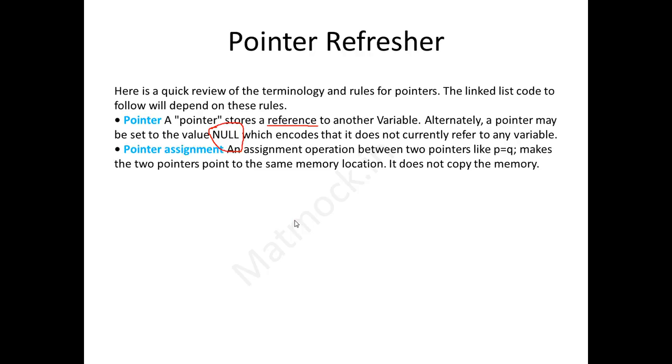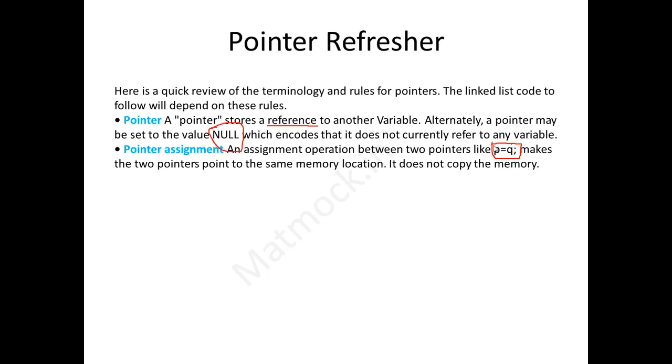Pointer assignment. What happens if you write P is equal to Q? If P and Q both are pointers, then what will happen? P pointer will point to the memory location to which Q was pointing. The meaning of this line, P is equal to Q, is that the location to which Q was pointing, now P will point to that location.